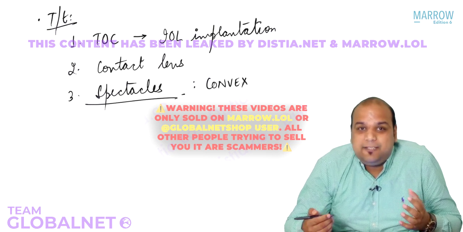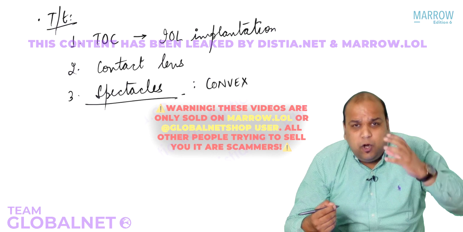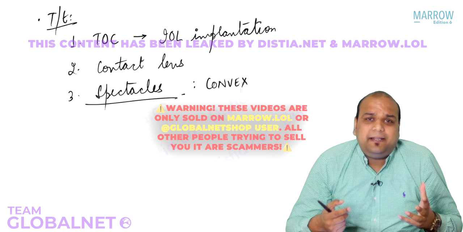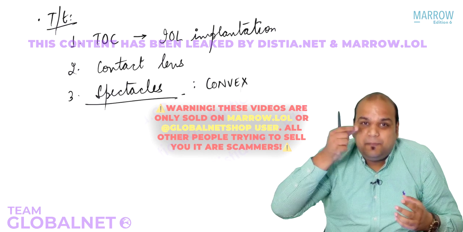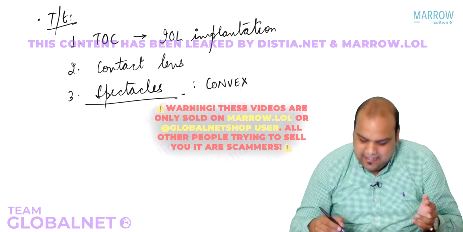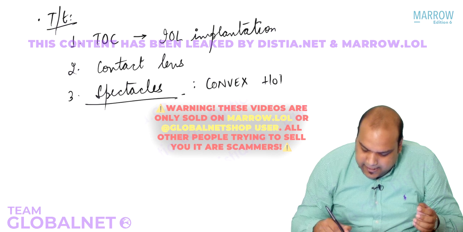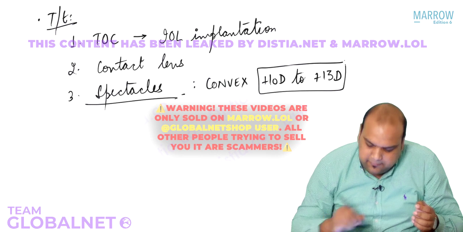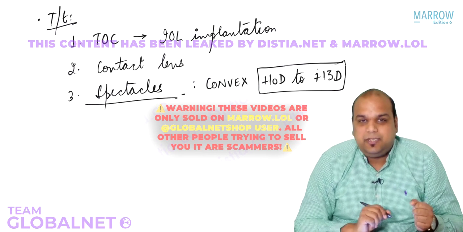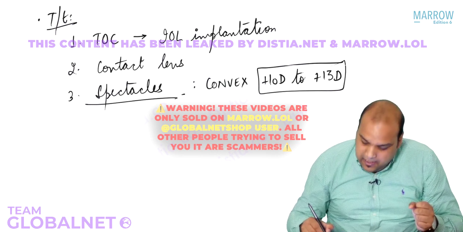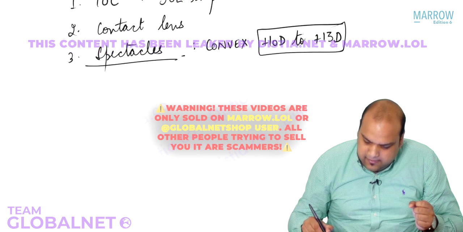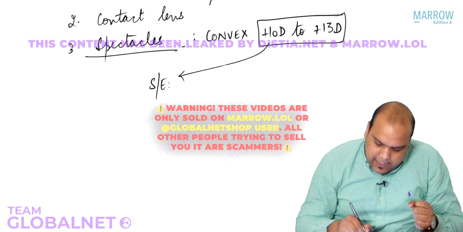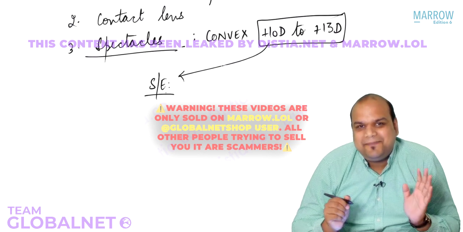Convex spectacles of what power? The power of the lens was 16 to 19 diopter. Your spectacle needs to have that much power, but it is impossible to make such a high powered spectacle because the lens keeps on becoming thicker and larger in size. So usually the patient is prescribed plus 10 diopter to plus 13 diopter. That's the usual prescription if spectacles have to be given. But such high power spectacles come with their own side effects.